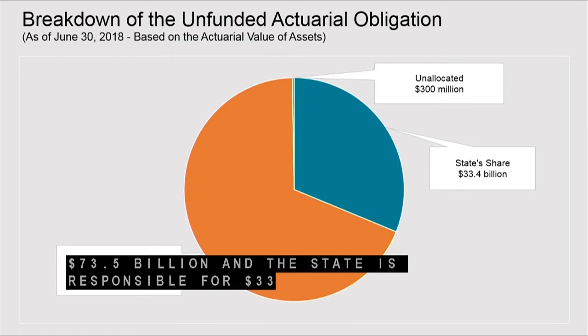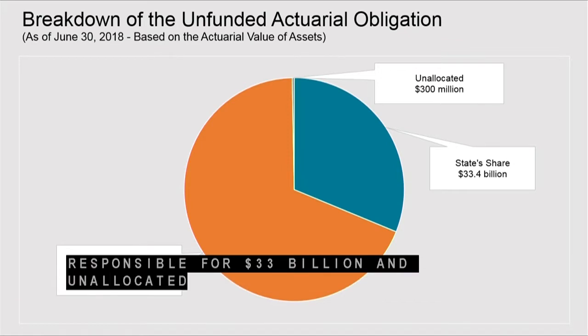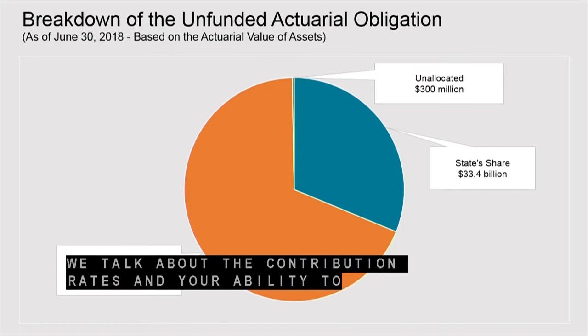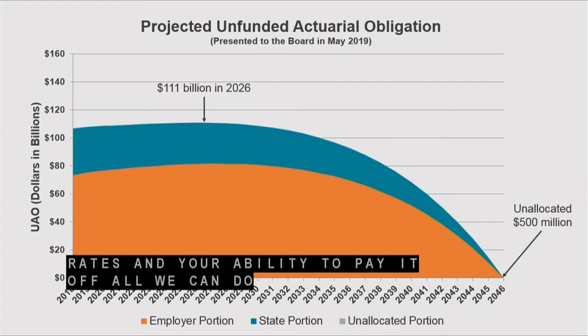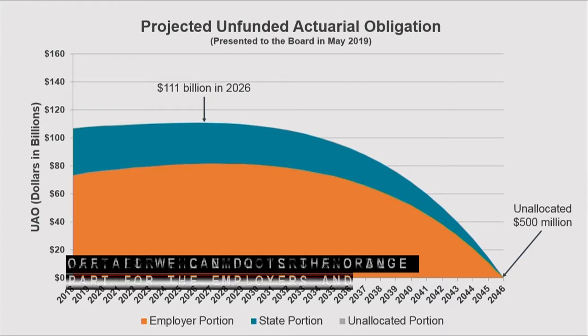So right now, when we're talking about adjusting the contribution rates and your ability to adjust them to pay it off, all we can do right now is the orange part for the employers and the blue part for the state. So this is also a picture we showed you last May.